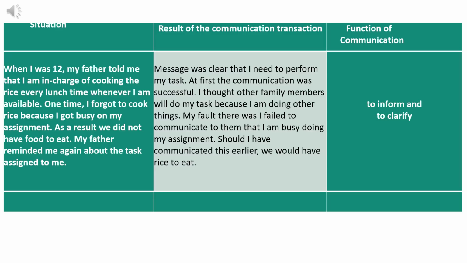Under column 2, result of the communication transaction. Message was clear that I need to perform my task. At first, the communication was successful. I thought other family members will do my task because I am doing other things. My fault there was I failed to communicate to them that I am busy doing my assignment. Should I have communicated this earlier, we would have rice to eat. In the third column, you have the function of communication: to inform and to clarify. Okay? So this is how you are going to do it in your Google Forms dealing with the What's More activity.